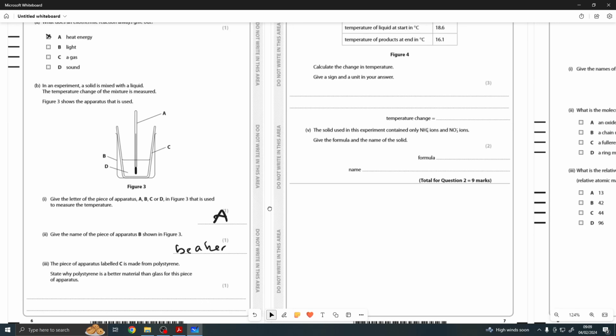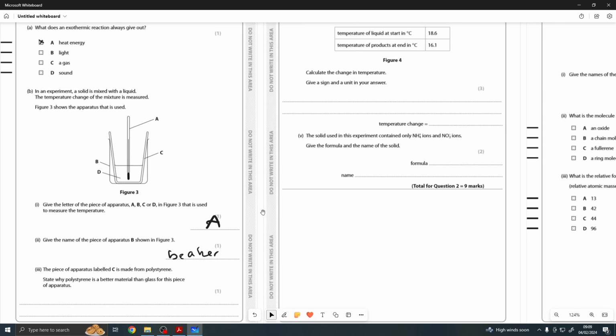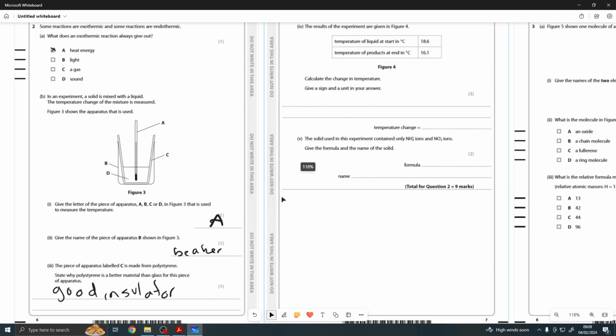Now, the cup is made from polystyrene. Why is polystyrene good? Because it's a good insulator. If you're trying to measure the heat change in here, you want to try and keep the heat in, so you're not measuring heat loss. Right, I'm a bit zoomed in here. I'm going to zoom out a little bit.